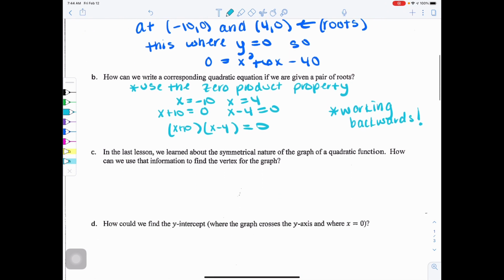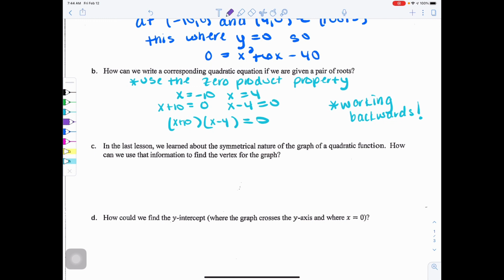Now in part C, it says, in the last lesson, we learned about the symmetrical nature of the graph of a quadratic function. So remember, when we graph a quadratic, it looks like this. There's a turning point here called the vertex. We went through all those details, and it is a symmetric picture. How can we use that information to find the vertex? So how does the symmetry of this graph help us find the vertex?